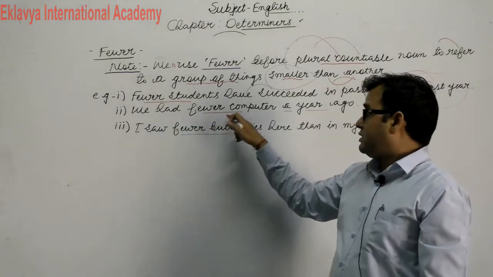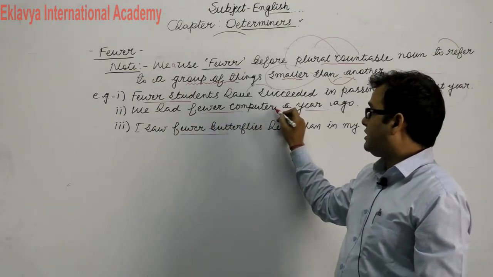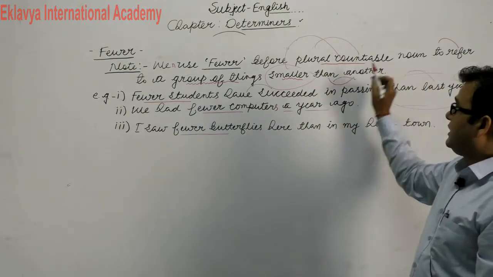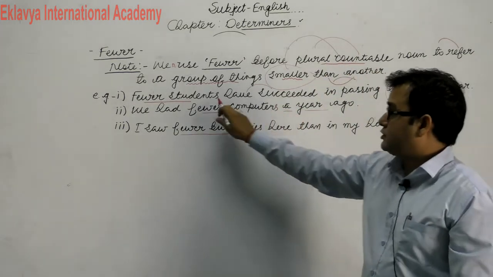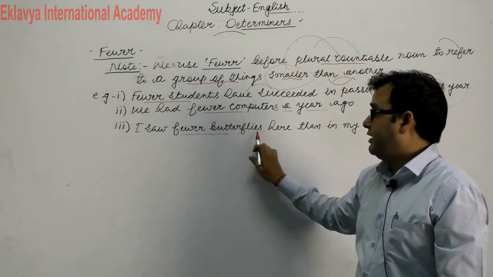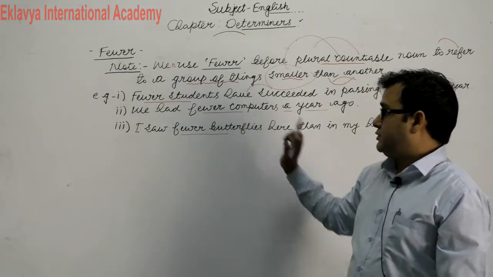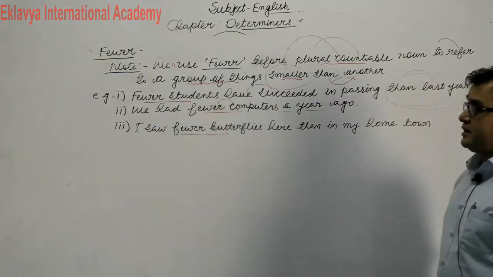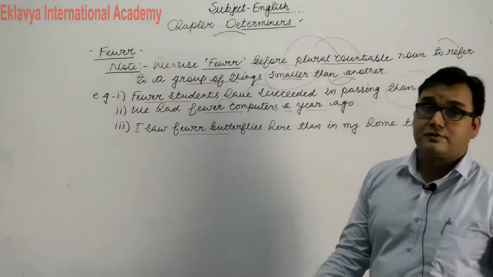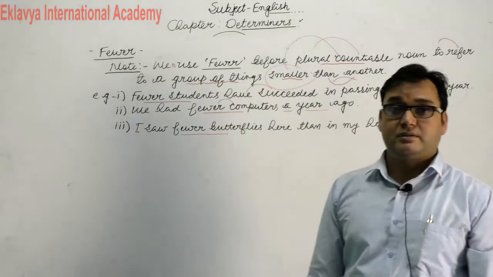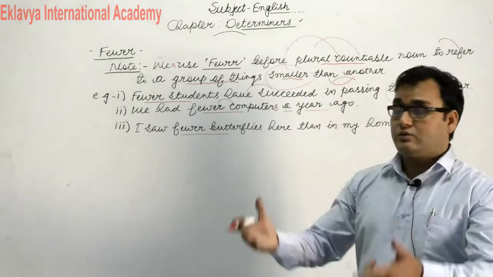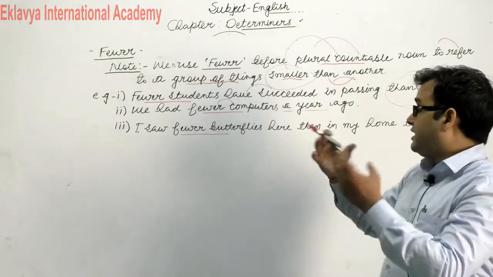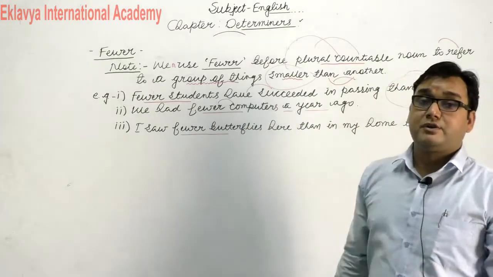We had fewer computers. Because the word is plural countable noun, तो plural आएगा. Like fewer students, butterflies I have mentioned. So fewer computers. We had fewer computers a year ago. एक साल पहले हमारे पास fewer computers थे, कुछ ही computers थे. अब ज़्यादा हैं लेकिन उसकी तुलना में कम थे.